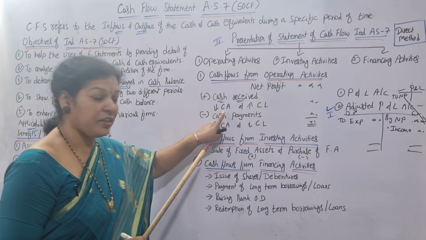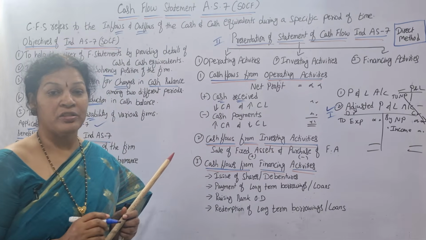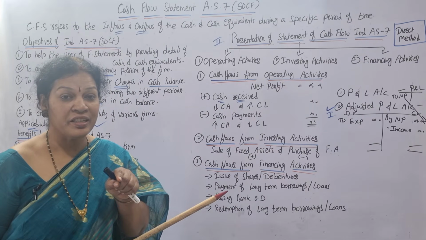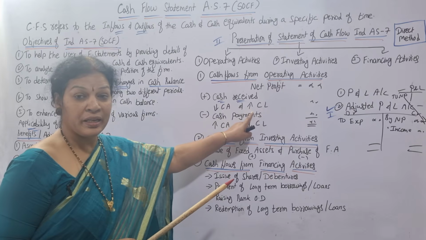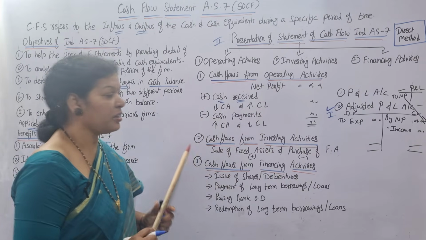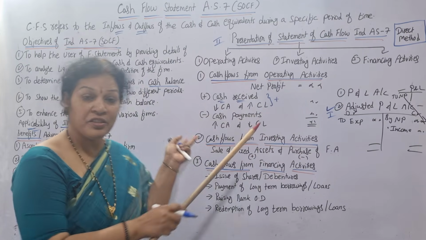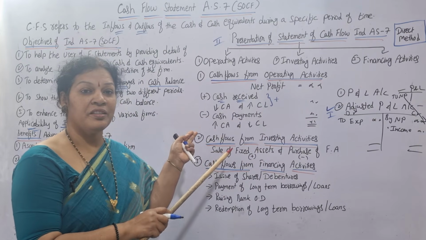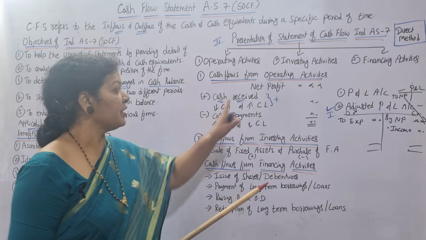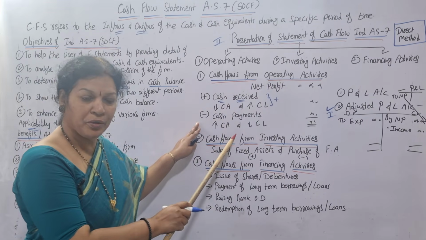If current assets are decreasing, I have put a downside arrow mark, which means current assets are decreasing. In the same way, current liabilities are increasing. In any of such cases, these items we are adding: cash received, current assets decreasing, current liabilities increasing. Add.